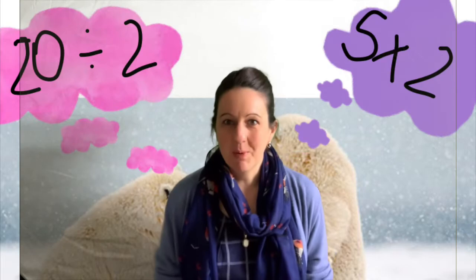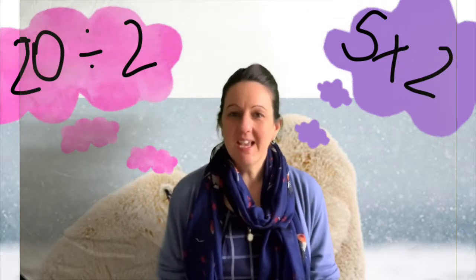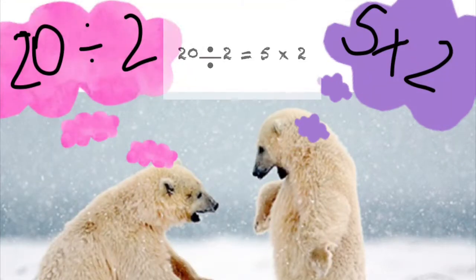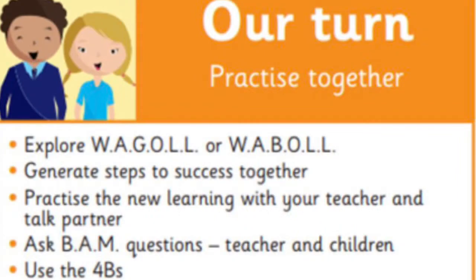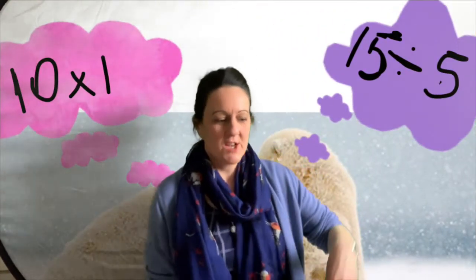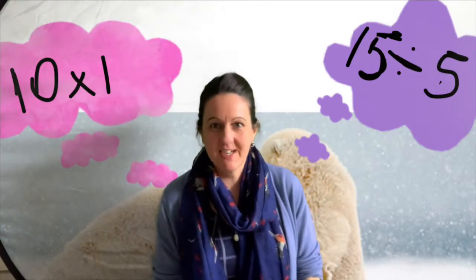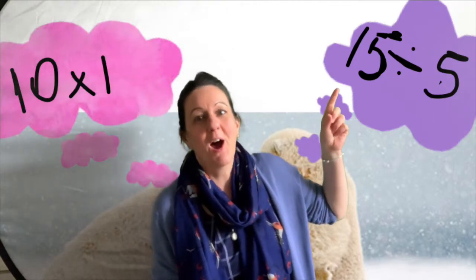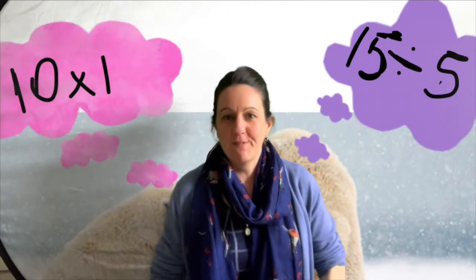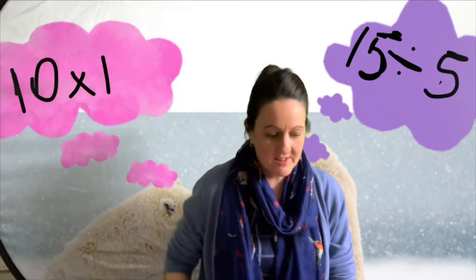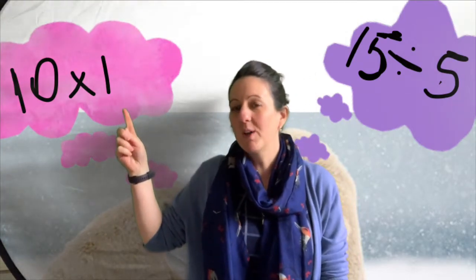Now for the next couple, we're going to do it together. So get up on your feet and let's have a look at the next ones. Are you ready? So let's follow our steps to success. Read each side first. Are you ready? So this side says 15 divided by 5. Okay, and the other side, 10 times 1.